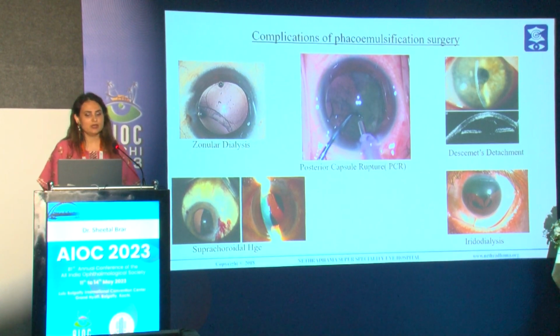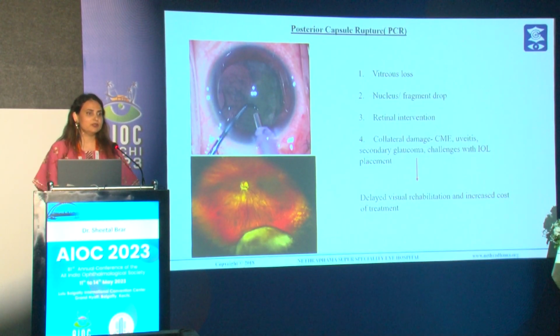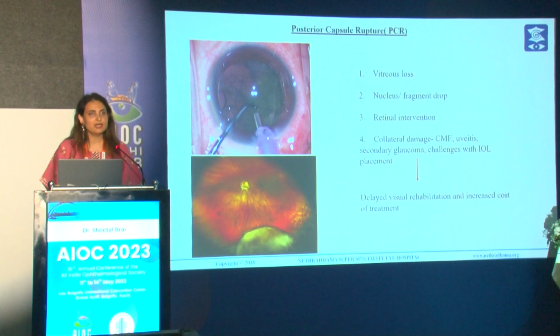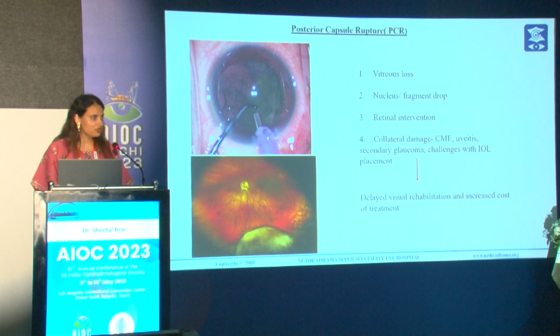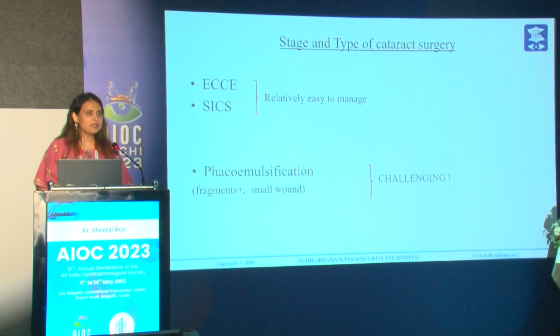So, unarguably, out of all the complications of phaco, posterior capsule rupture or PCR is one of the most devastating complications because it is also associated with other complications such as vitreous loss, nucleus or fragment drop, which invariably need a retinal intervention, which also leads to collateral damage in the form of CME, uveitis, secondary glaucoma, also challenges with IOL placement. And all this eventually will lead to delayed visual rehabilitation for the patient and increased overall cost of the treatment.